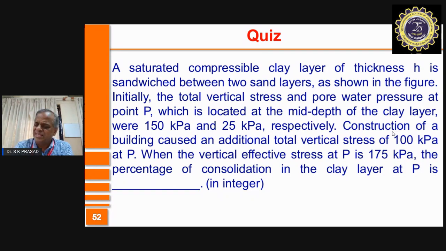When settlement exceeds like this, it can cause a lot of functional problems. Sometimes you may see the water main going below the sewage main, and several things may happen. Your road may be at a higher level compared to the buildings. Lot of confusion. The other important problem which I always talk about is the Leaning Tower of Pisa.